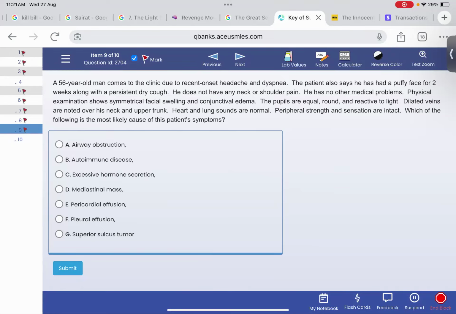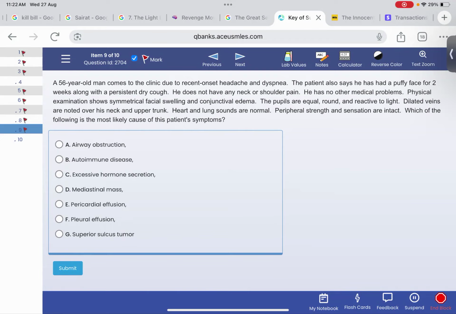So there is a point: symmetrical facial swelling and conjunctival edema. Symmetrical. So what is causing the superior vena cava syndrome? What do you think? Superior sulcus tumor. No, in the options.